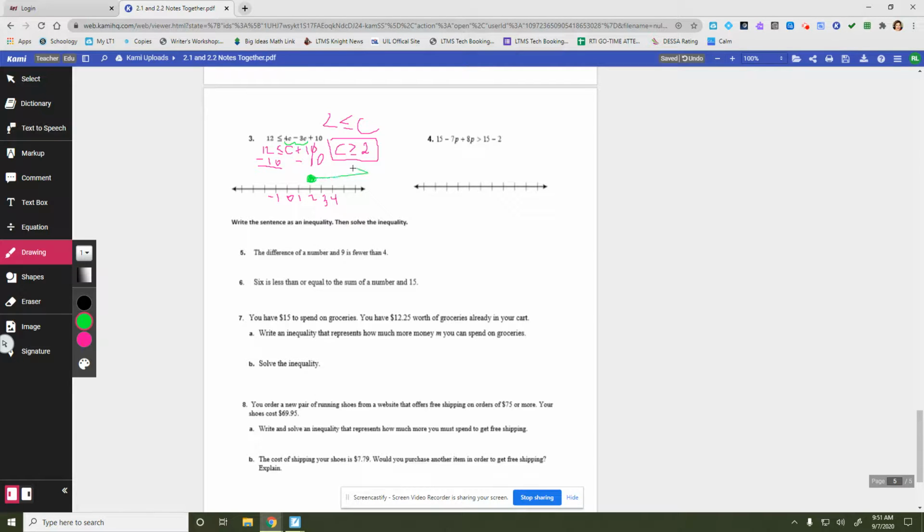And then greater than is to the right. All the numbers that are greater than will be increasing toward the right. So there's our graph. So try number 4 on your own, and then we'll talk about that one in class.